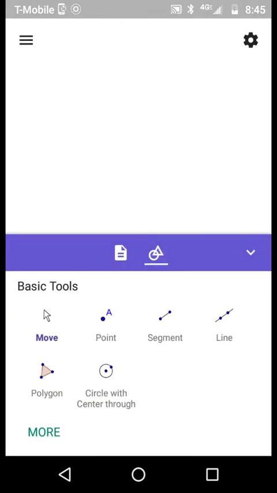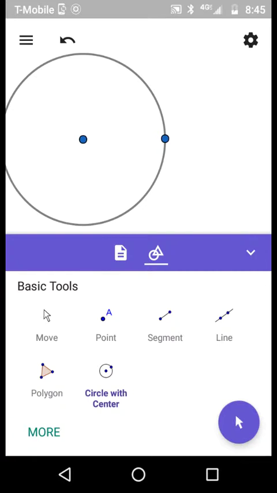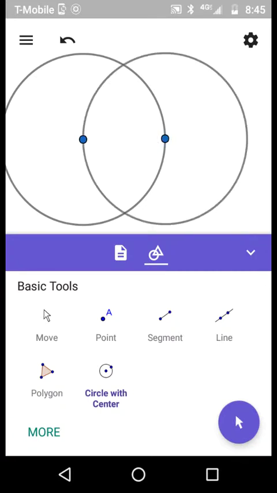Alright, let's make the golden rectangle. I'll start with a circle, and using the same 2 points I used to define the original circle, I'll define a second circle.